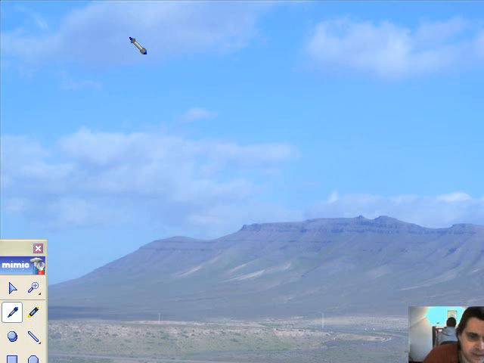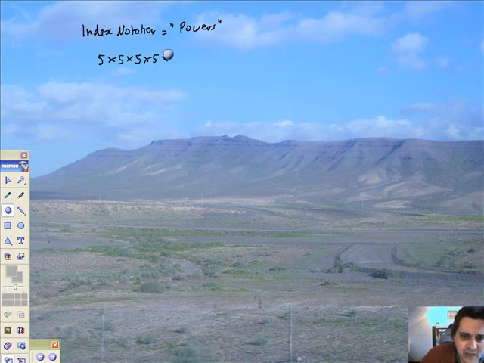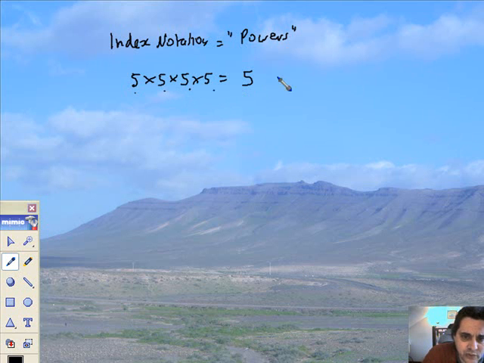Here's the first one. It says, write in index notation. What does that mean in Walthamstow English? It means powers. Write it as powers, alright? So here we go. I've got 5 times 5 times this. I can't do 5s very well. Another one? Oh, that would do. It says 5 times 5 times 5. Write it as a single power equals 5 to the power of 1, 2, 3, 4.